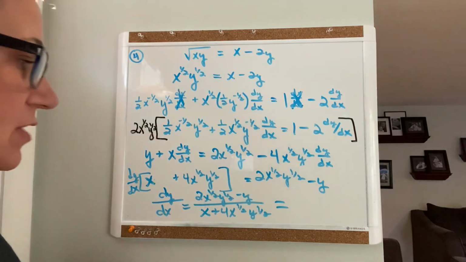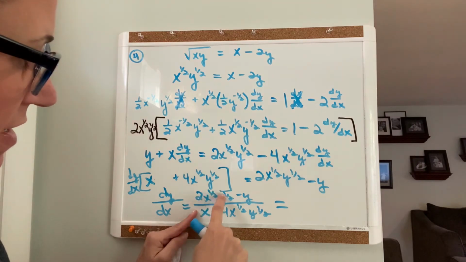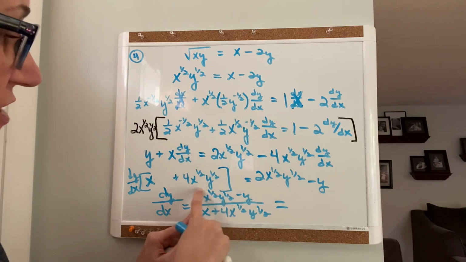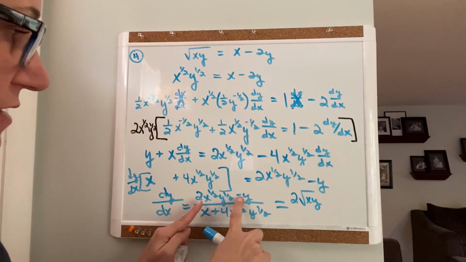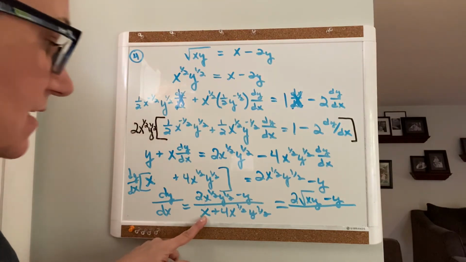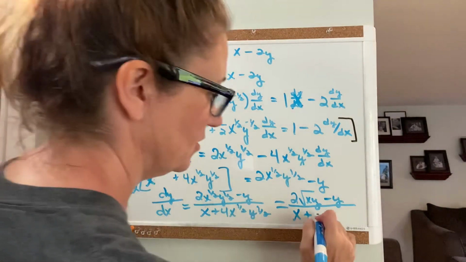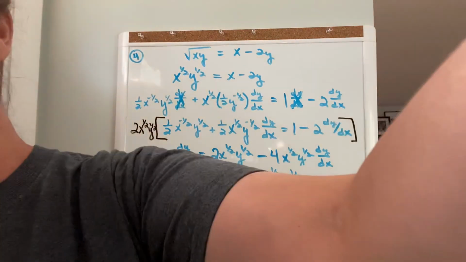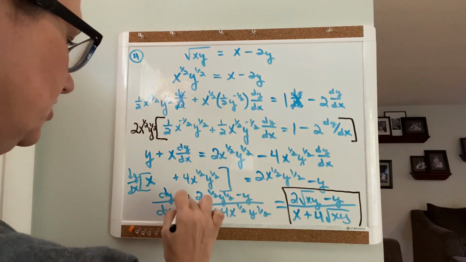And then the last step, we're going to clean this up. You have 2x to the 1/2 y to the 1/2. You guys know the 1/2 power is the same as the square root. So I'm going to change this term right here to 2 square root of xy. And then bring the minus y. And then I'm going to do the same thing in the denominator. I have x plus 4x to the 1/2 y to the 1/2. So I'm going to write 4 square root of xy. So that is your final answer for the derivative using implicit differentiation.